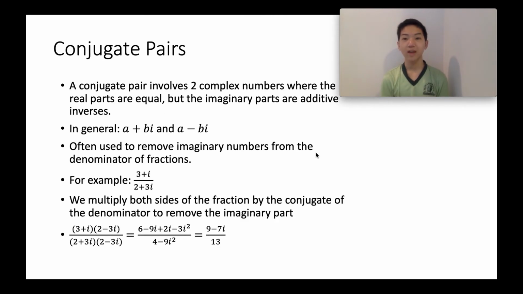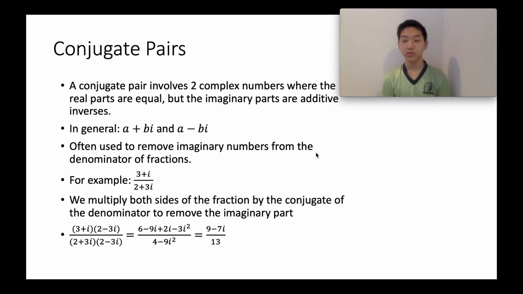So now I'll be covering conjugate pairs. A conjugate pair involves two complex numbers where the real parts are equal, but the imaginary parts are additive inverses. So in general, they would be a plus bi and a minus bi. That's a conjugate pair. They're often used to remove imaginary numbers from the denominators of fractions.